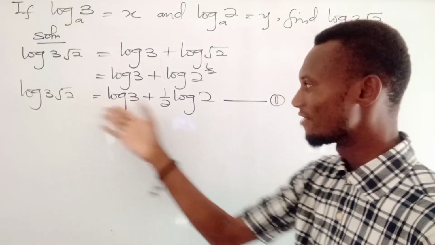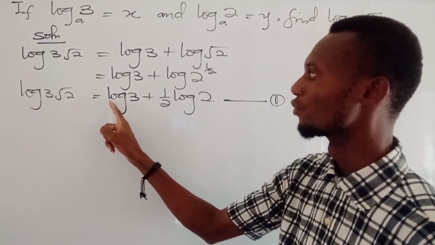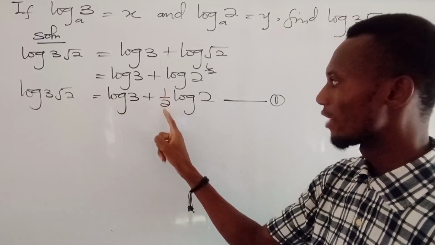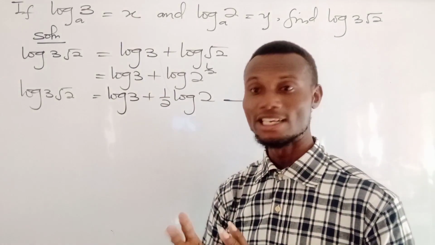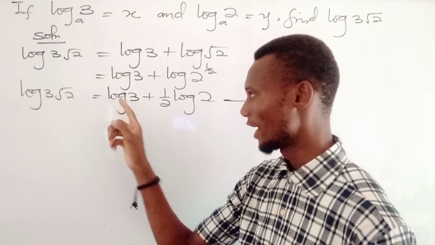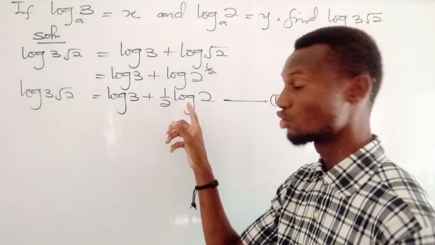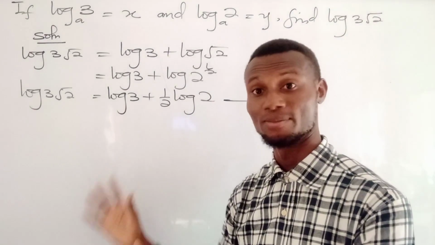Okay, so we have this equation: log of 3 root 2 equals log 3 plus 1/2 log 2. So I'm saying that we now need to know the value of log 3, and also the value of log 2, so that we can substitute those values into the equation to simplify.